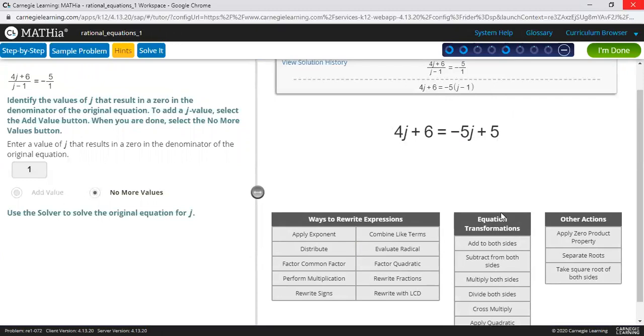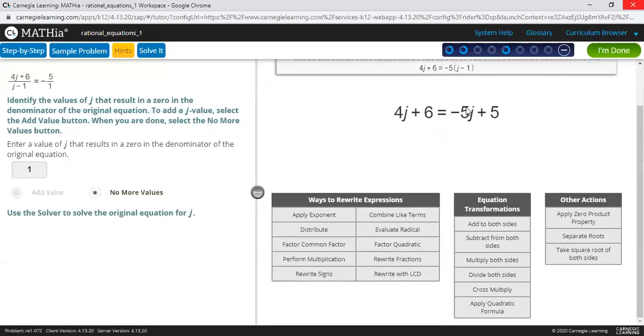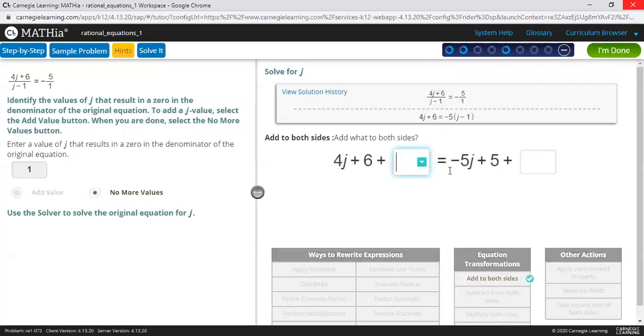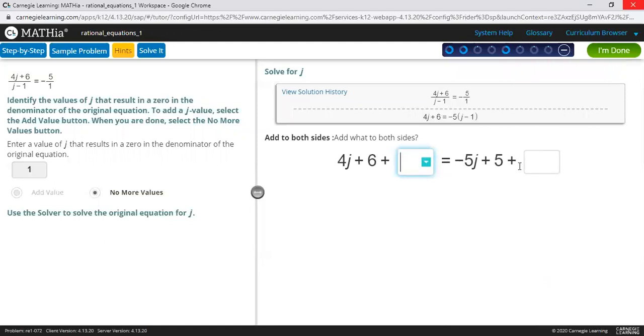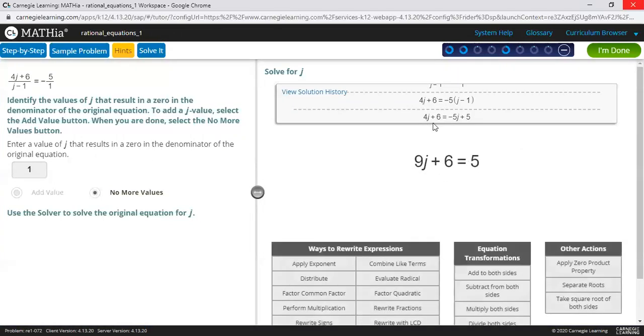So now I'm going to go through my equation transformation options to solve this equation. So there are 4 ways to do this, right? I can move any one of these terms. So in particular, I'm going to move this 5j first because I know by doing that, I'm going to end up with a positive coefficient on j. So the way I'm going to move this is a negative 5j. So I'm going to need to add to both sides. And when I do that, it's already adding for you. So all you have to type in there is the 5j. You don't need to put the sign on it. So it added 5j's to both sides, and I end up with 9j plus 6 equals 5.